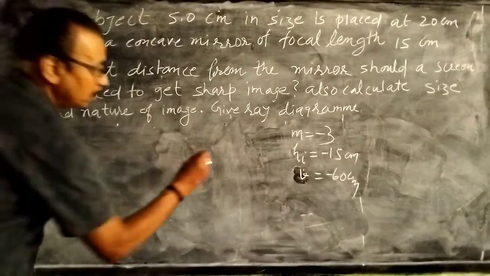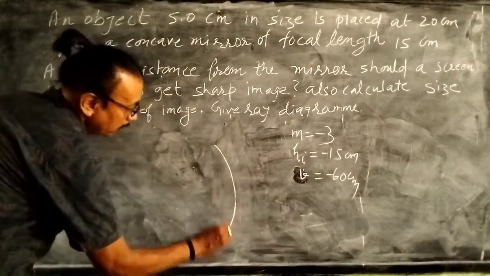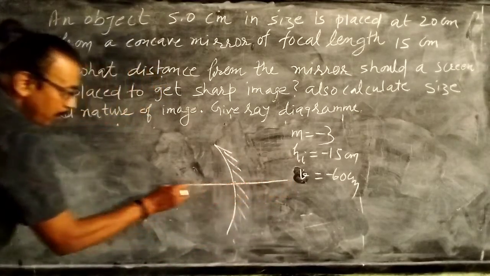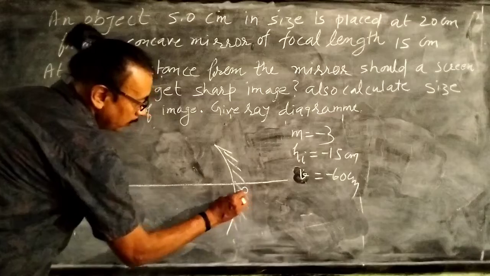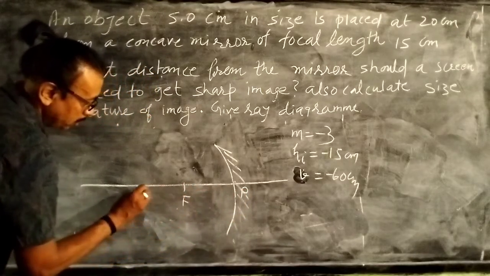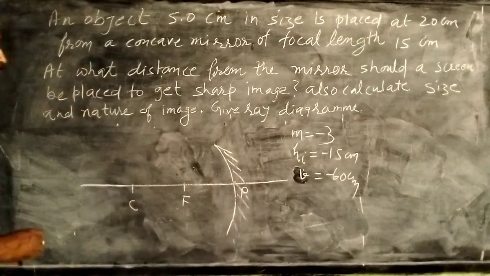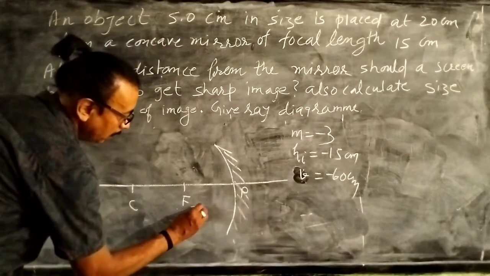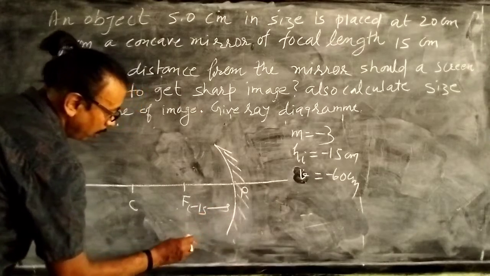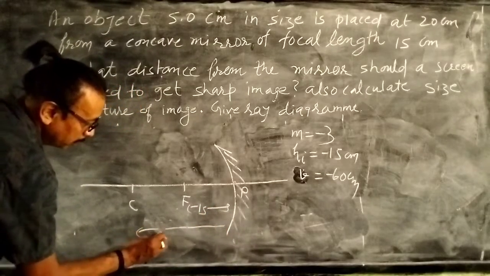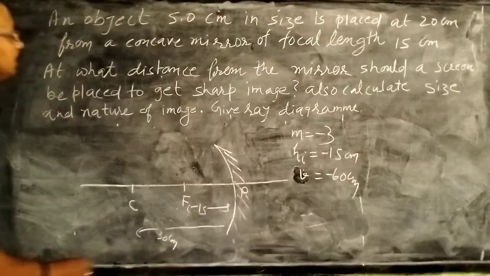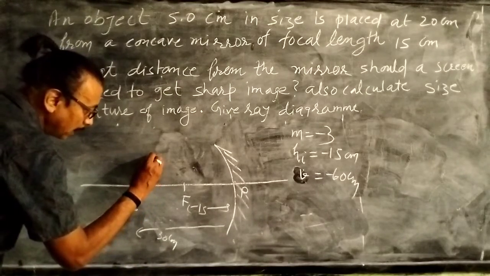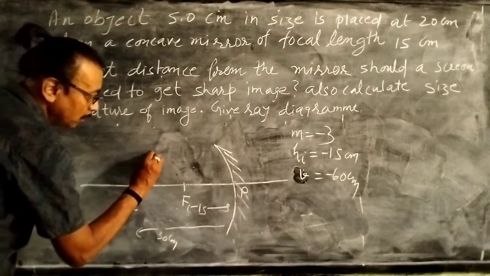Now the ray diagram. This is the concave mirror, pole, focus, center of curvature. The focus is given as 15 centimeter, and C will be at 30 centimeter. The object is placed at 20 centimeter, which means the object is placed in between C and F. Ray diagram.